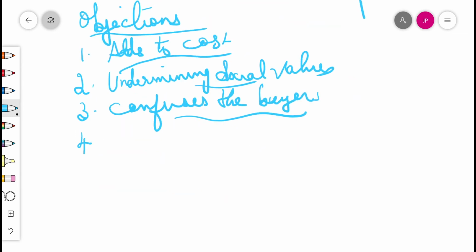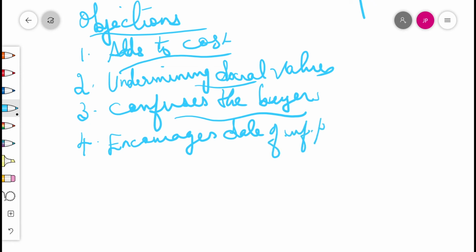Fourthly, advertising encourages sale of inferior products sometimes. The main aim of advertising is to persuade people to purchase goods without distinguishing between superior and inferior products. This criticism is not accepted because it's a customer's choice to buy inferior goods or superior goods.